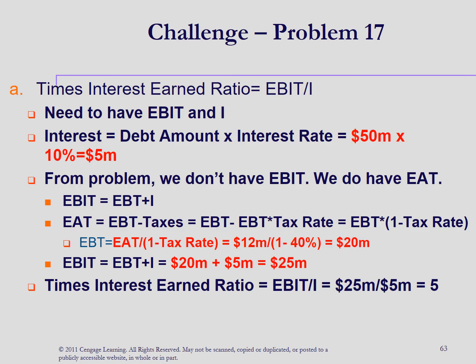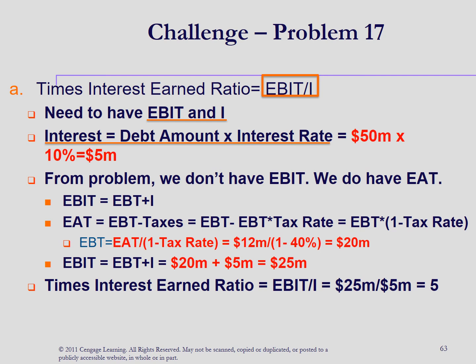Calculate times interest earned ratio. Times interest earned ratio is defined as earnings before interest and taxes divided by interest charges. So, we need to have earnings before interest and taxes and interest charges. We can obtain interest charges by the formula: interest charges are equal to debt amount multiplying interest rate charged by the debt. We have debt amount of $50 million and interest rate of 10%. So, interest charges are $5 million.